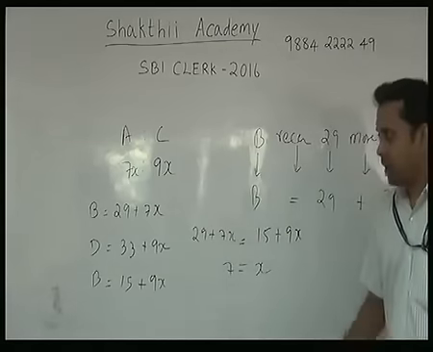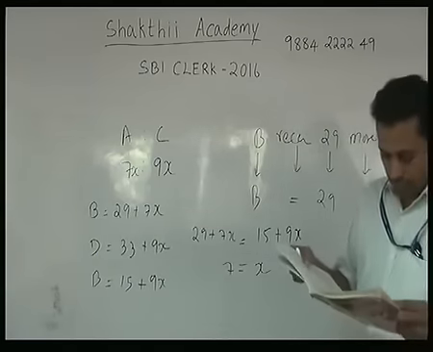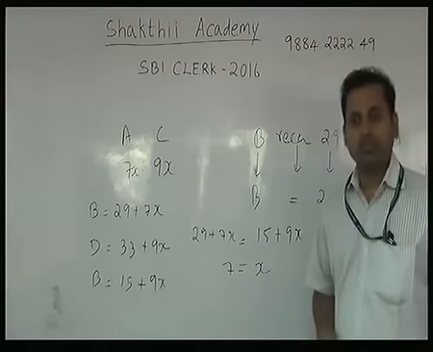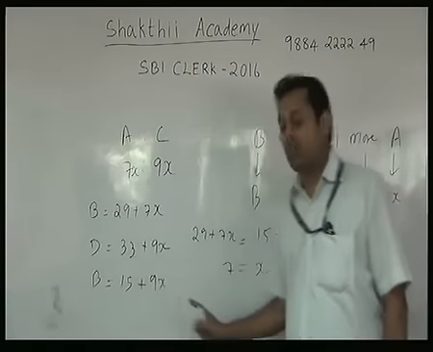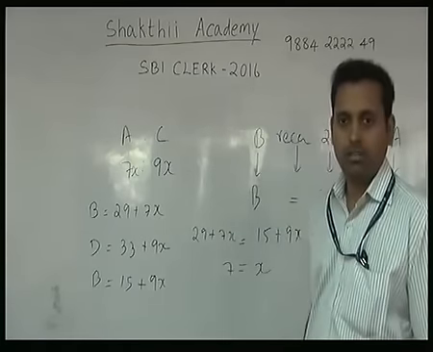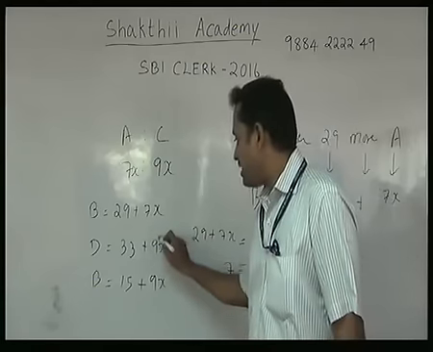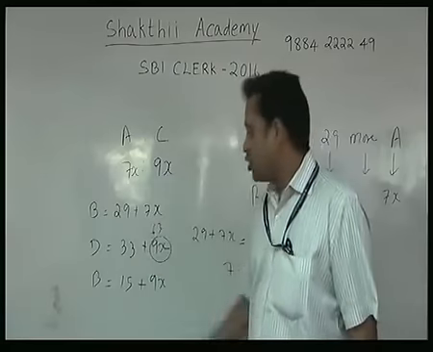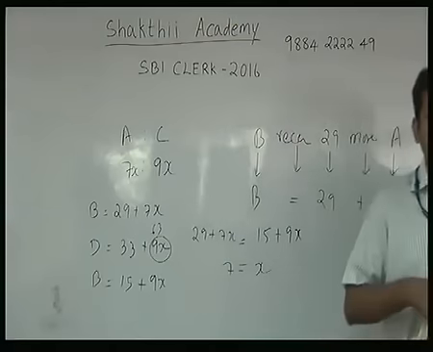Now what is the question they are asking? How much does D receive? Very clear. D is receiving 33 plus 9 into 7. What is 9 into 7? 63. So this place is occupied by 9 into 7, which is 63. So 33 plus 63, how much do you get? 96. That's all. Answer. You got the answer or not?